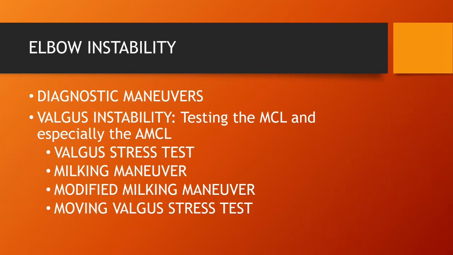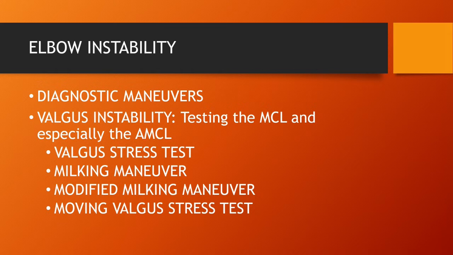Okay, so let's talk about some physical examination maneuvers to assess for these instabilities at any of the articulations in the elbow. So we're going to be describing diagnostic maneuvers for the assessment of valgus instability, for the assessment of varus instability, and then for assessment of a couple of different types of rotatory instabilities.